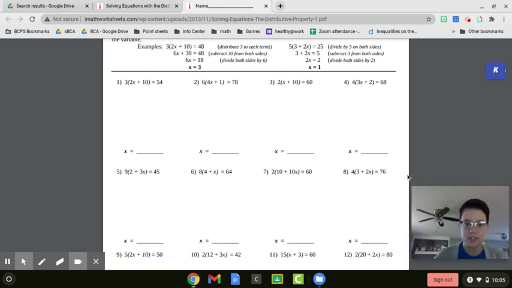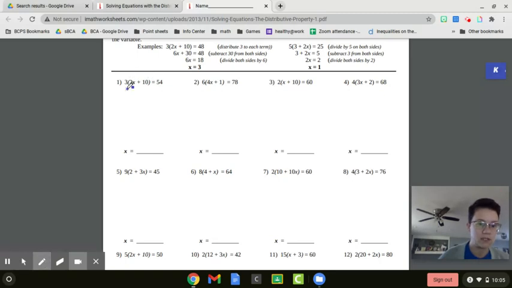Hey, 7th grade. Today we're going to go over a couple examples of what to do when we have distributive property. So if we look at question number 1, we have 3 times 2x plus 10 equals 54. And we can take this in two different directions. We can either distribute the 3 and then solve it like a normal two-step equation, or we can divide both sides by 3 because we know eventually we would have to divide by that 3 anyway. So let's try that both ways.